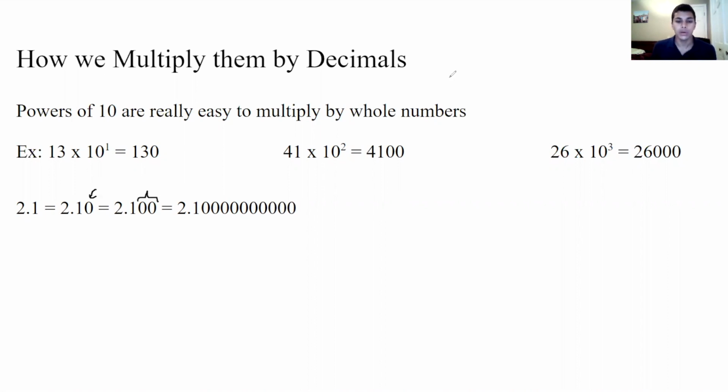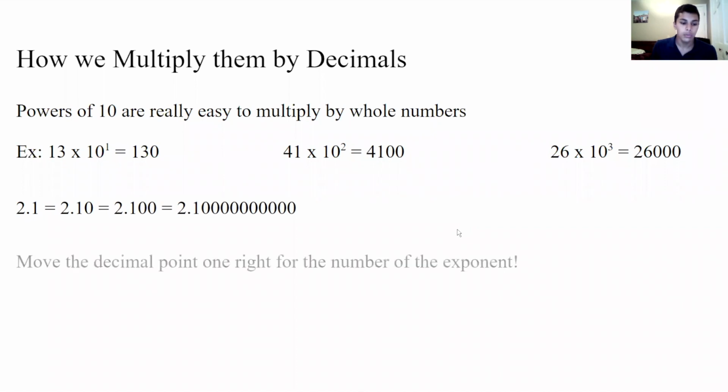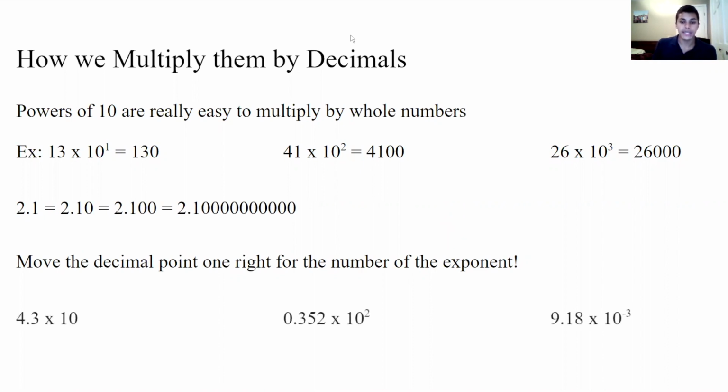So unlike with our whole numbers, we need a new rule for multiplying by powers of 10. Now similarly, it's really easy. Instead of adding zeros, we do what's called moving the decimal point. So we move the decimal point one spot to the right for the number in the exponent. So let's do some examples.